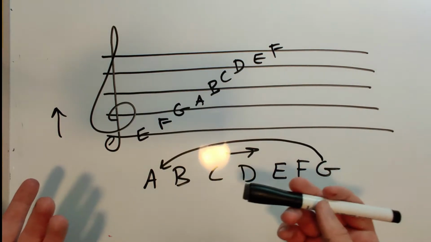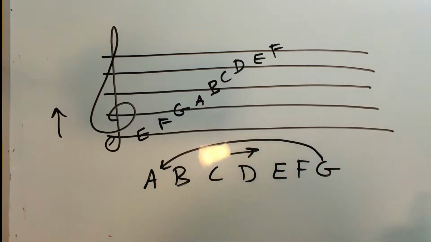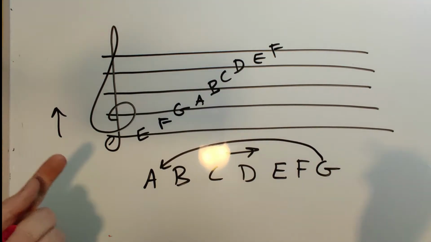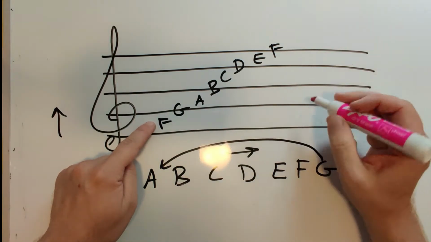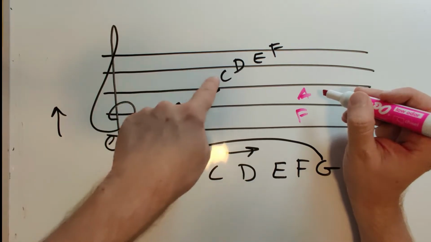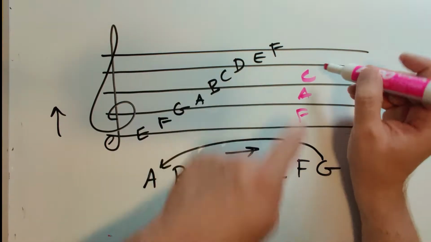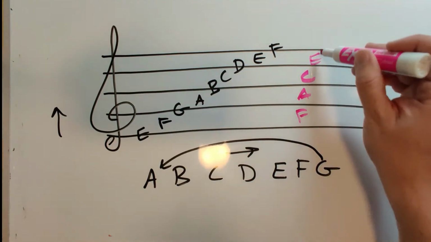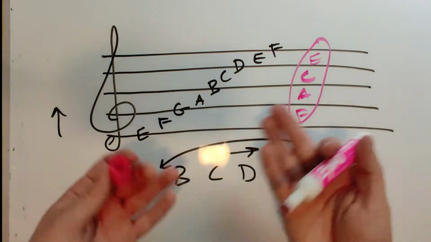Well, now you're thinking, okay, there's no way I can remember that. Sure you can. So we're going to talk about the spaces first. There's a very easy method to memorizing the spaces. Here we go. We have an F right here. The second space is an A. The third space is a C. And the fourth space is an E. And what does that spell? Correct. It spells face.